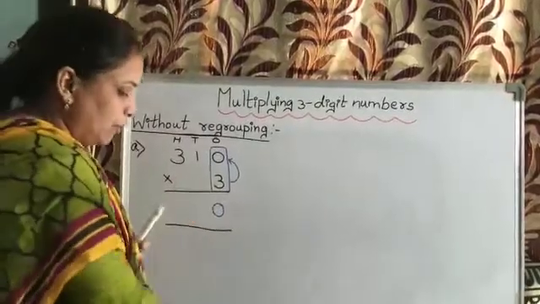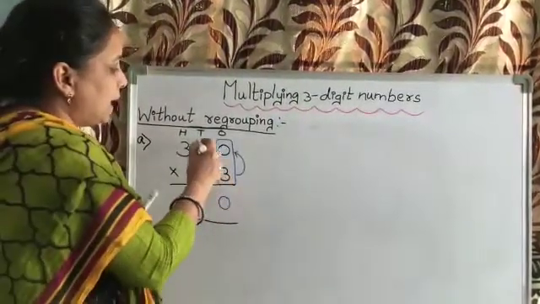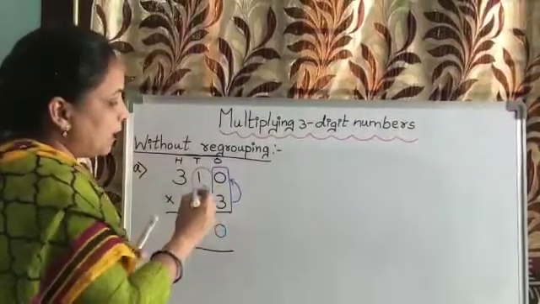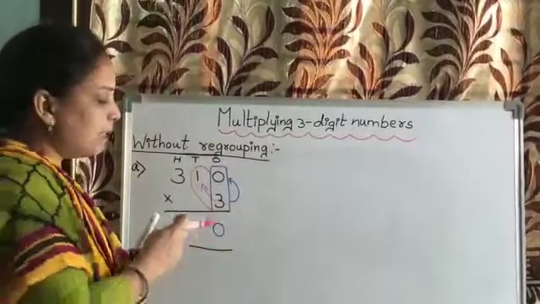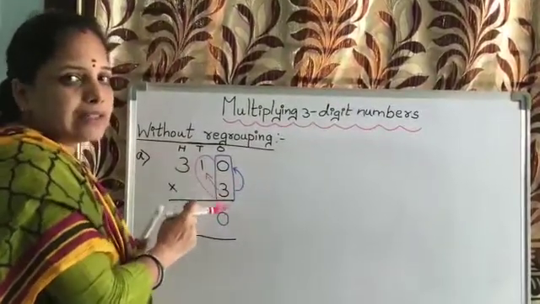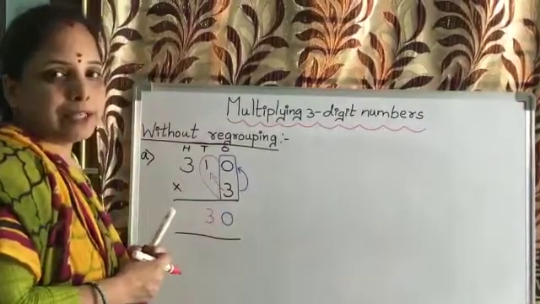Now after finishing ones place, we have to multiply the number with tens place. Now we have to multiply 3 into 1. Any number multiplied with 1, we get the answer as the number itself. These you learned in properties of multiplication.